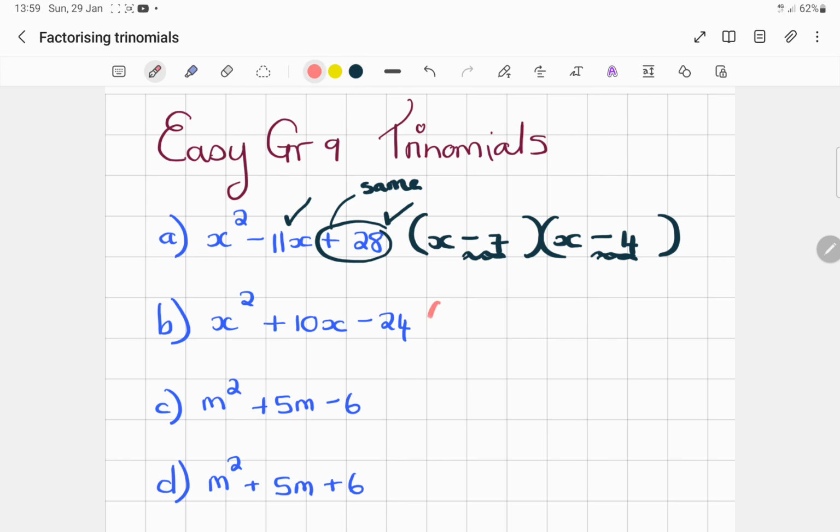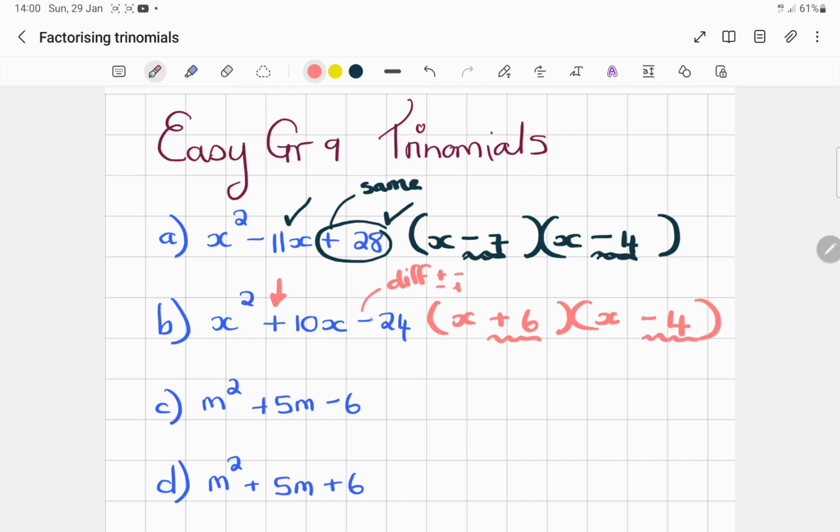Okay, next one. Two brackets. They are different, meaning plus minus or minus plus. Which one goes first? The plus. So it's going to be plus minus. The x splits. What times what gives you 24, and if you add or subtract, it gives you 10? So 6 times 4, always writing the biggest number first. Test yourself. Plus 6 minus 4.